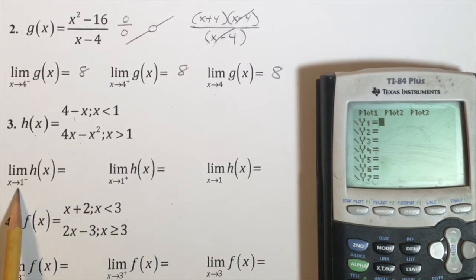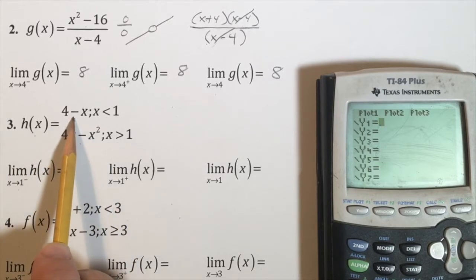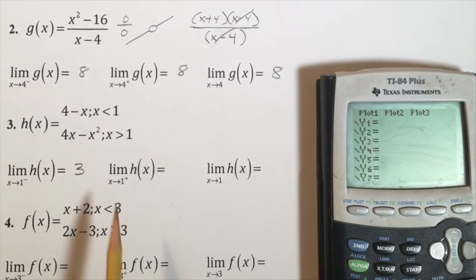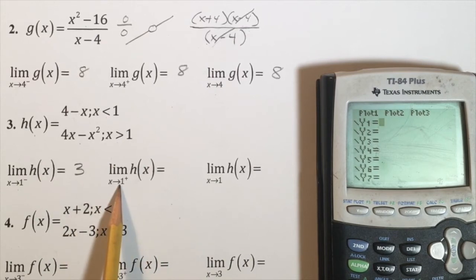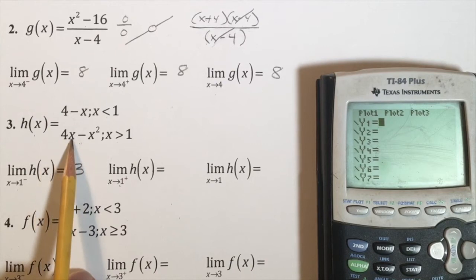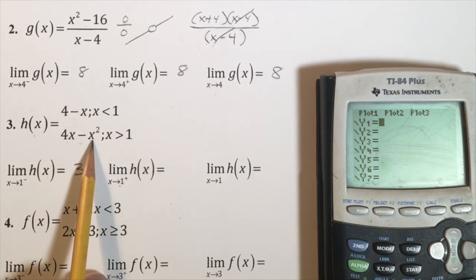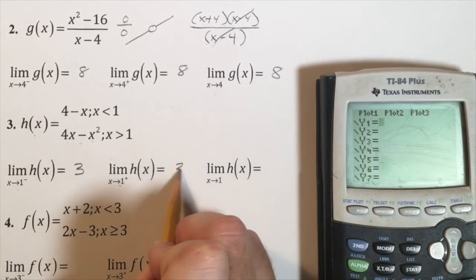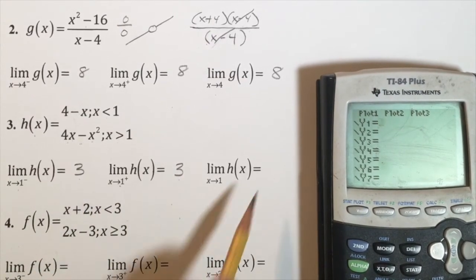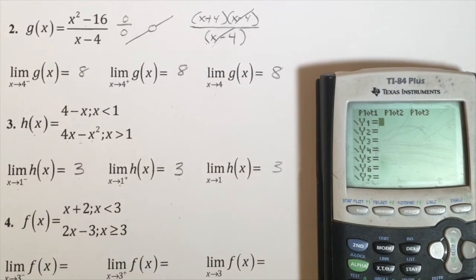Therefore, for the limit as we approach 1 from the left side, we can just plug 1 into this left-hand piece. 4 minus 1 is, of course, 3. As we approach 1 from the right-hand side, we can simply plug 1 into this right-hand piece. 4 times 1 is 4, and 4 minus 1 squared, 4 minus 1, is also 3. The left-hand limit is 3, the right-hand limit is 3, so I know the limit as we approach 1 is 3.